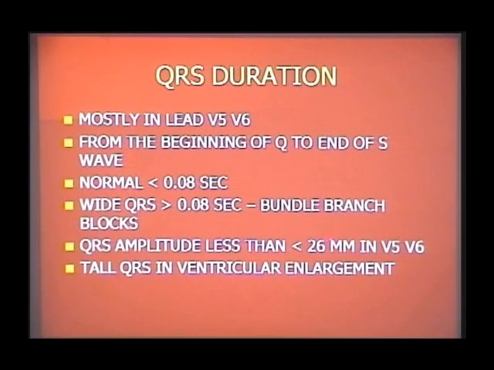QRS amplitude less than 26 millimeters is normal. If it is more than 26 millimeters in V5, V6, it indicates ventricular enlargement. The heart has become larger, either hypertrophy or dilated. The amplitude of the QRS is abnormal. So the QRS amplitude can be abnormal in enlargement, and QRS duration can be abnormal in bundle branch block. It can be wide, it can be tall. Tall is ventricular enlargement, wide is bundle branch block. That is QRS. The number to be remembered for QRS duration is 0.08 second.